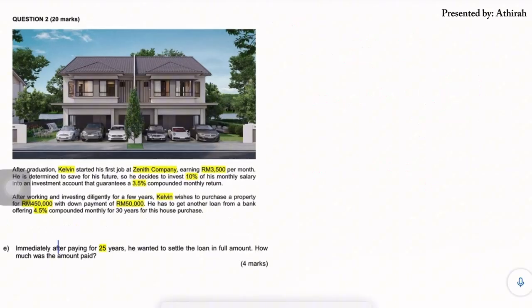So for question 2E, the question is, Kelvin wanted to settle the loan in full amount. How much was the amount paid? This question wants to know how much Kelvin needs to pay for the rest of the 5 years in full amount. So what we're going to do is find the new term of investment, which is N equals to 30 minus 25 times 12. 25 means the years, all the years that he already paid the loan, which equals 60.